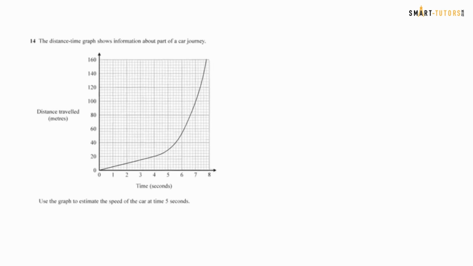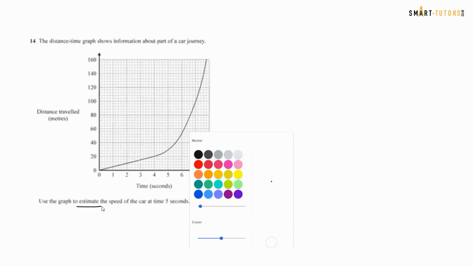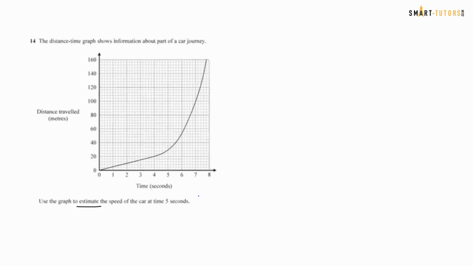Question number 14. The distance time graph shows information about part of a car journey. So distance traveled in meters, and time in seconds, is given. Use the graph to estimate the speed of the car at time 5 seconds. So here they particularly ask for 5 seconds. At 5 seconds means here. So at 5 seconds, this is the point. At that point, what is the speed?